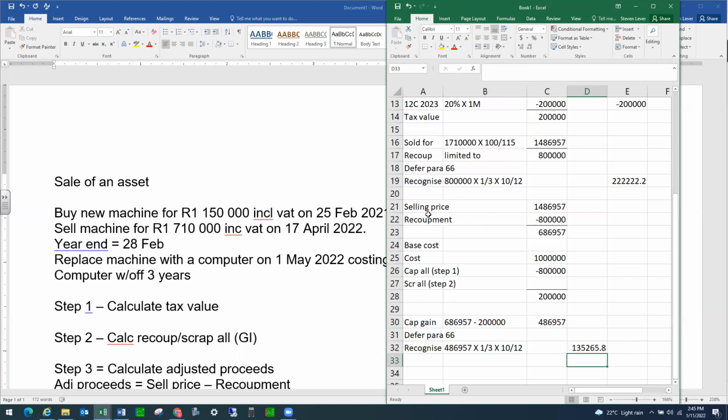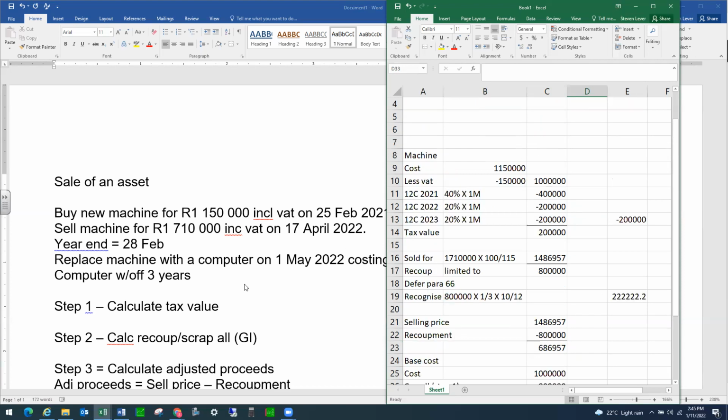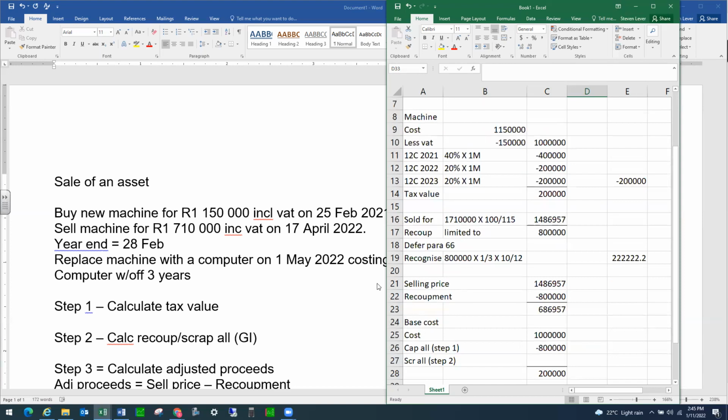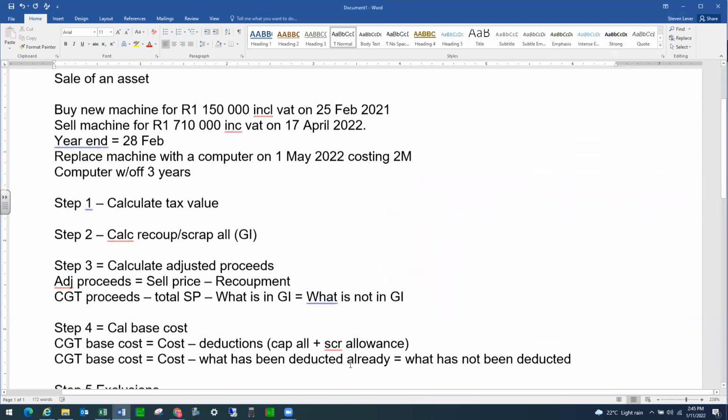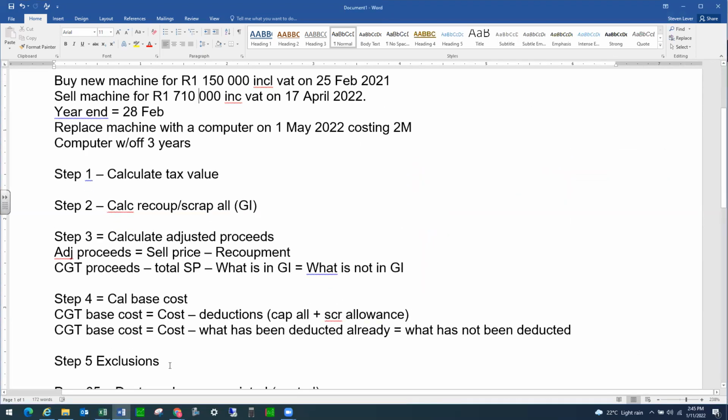So that's when you replace an asset. But remember, you need to replace it and it needs to cost more than the original asset. Did you see an example with this in it? Yeah, I had an example like this. Okay, so that's the way that it works. So effectively, step 1, tax value. Step 2, calculate your recoupment or your scrapping allowance. Step 3, your proceeds. Step 4, your base cost. And step 5, when I say exclusions, it's defer.